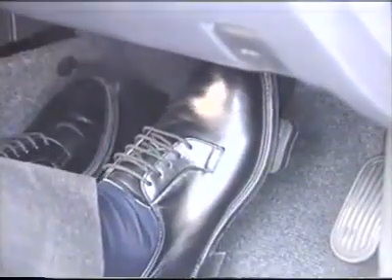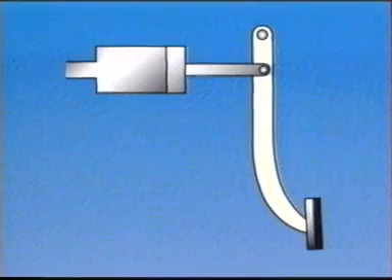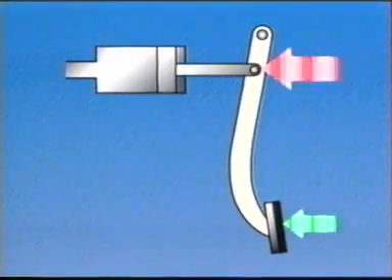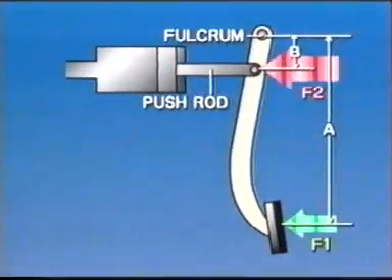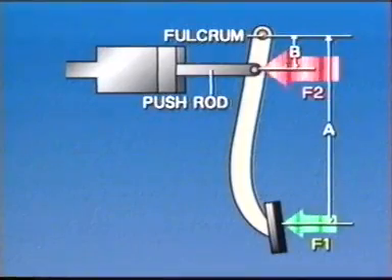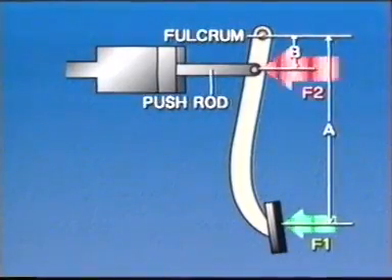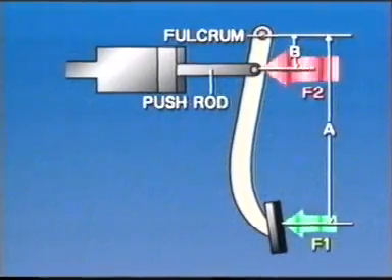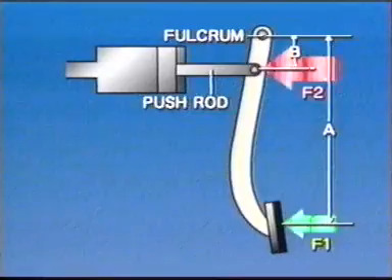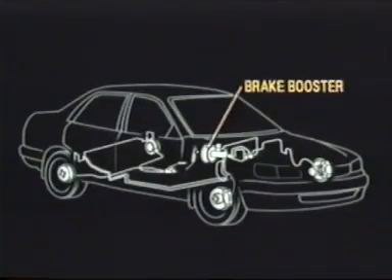The force applied on the brake pedal is converted to a larger force according to the principle of the lever. There is a relationship between force F2 applied to the push rod of the master cylinder and force F1 applied to the brake pedal as shown here. When assuming that distance A is 5 times that of distance B, then force F2 will be 5 times the force of F1. The brake booster increases this force utilizing the atmospheric pressure difference.